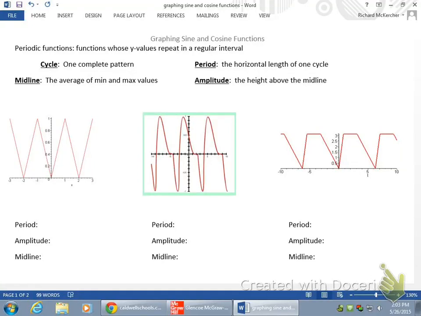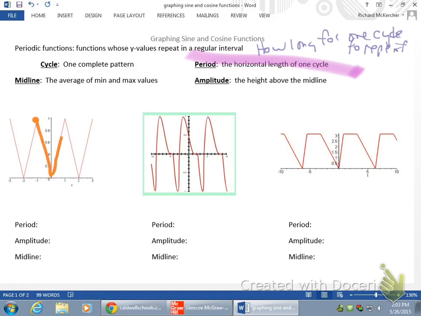Alright, Math 2, looking at some periodic functions, specifically the difference between period, midline, and amplitude. As we check this out, I just want to make sure we understand that the period is talking about the horizontal length. It's how long it takes for one cycle to happen. We're going to look at these first three and really try to determine how long that takes.